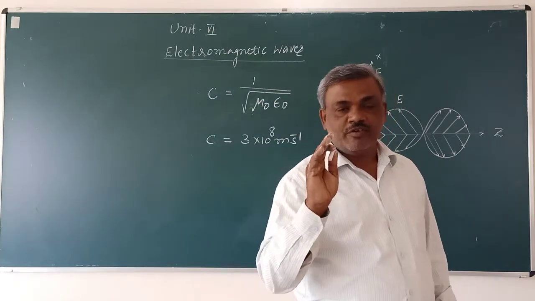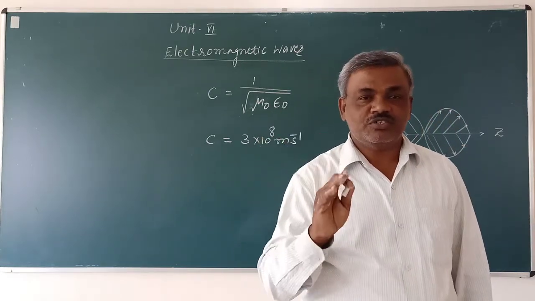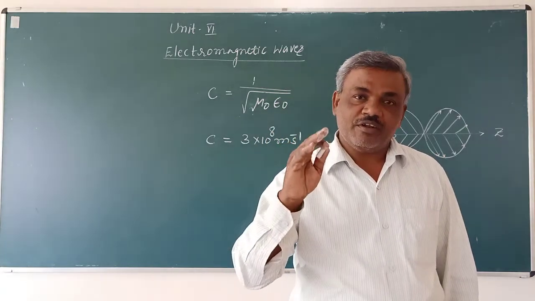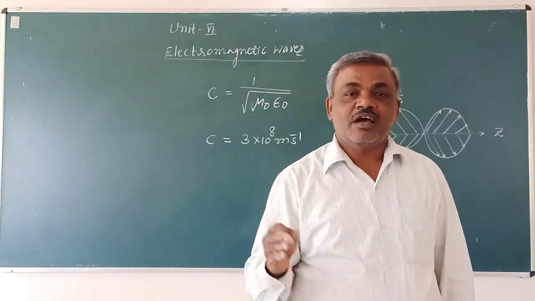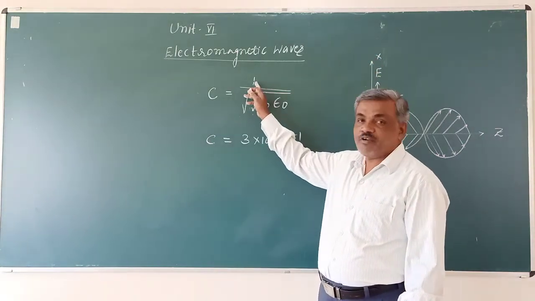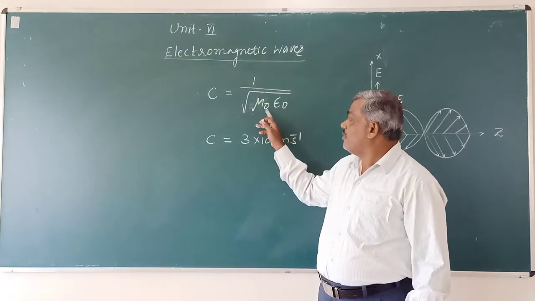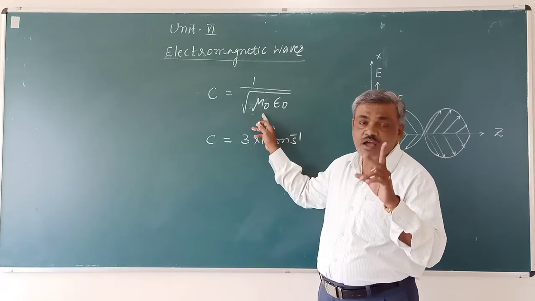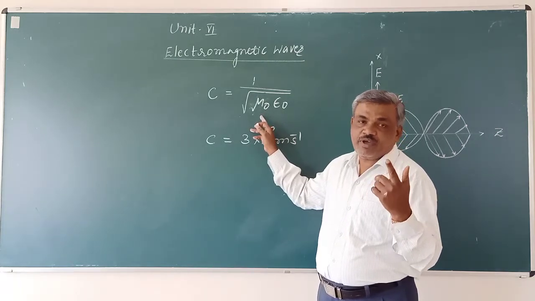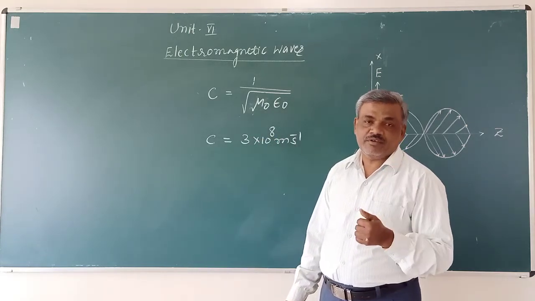Students, you observe here a very important mathematical formula. Last year in the March examination, this was a 2 mark question: Write the expression for the speed of electromagnetic waves travelling in free space and explain the terms. Now, c equal to 1 divided by root of mu naught epsilon naught, where mu naught is the absolute permeability of free space. The value of mu naught is 4 pi times 10 power minus 7 Henry per meter.